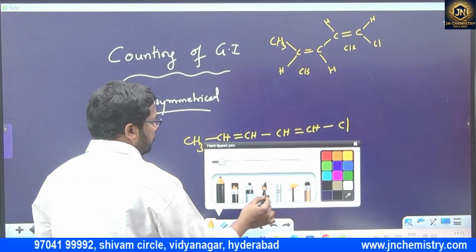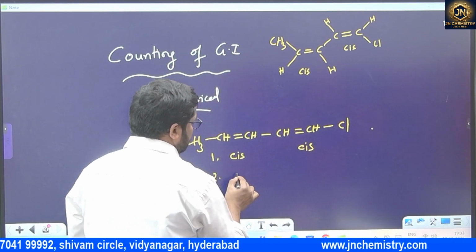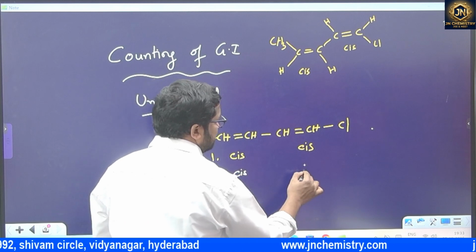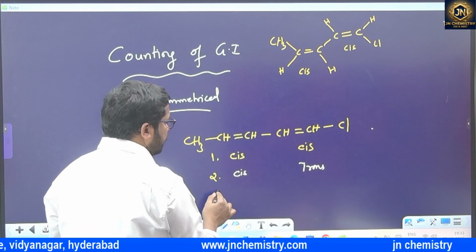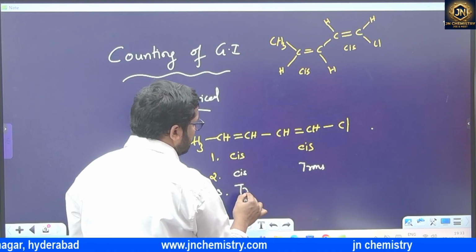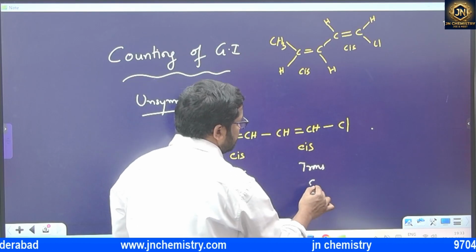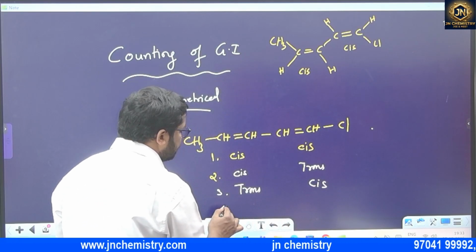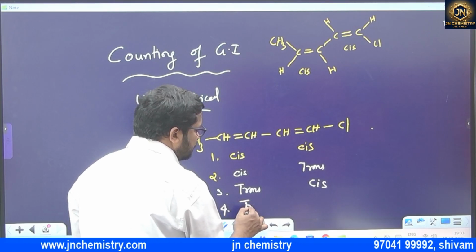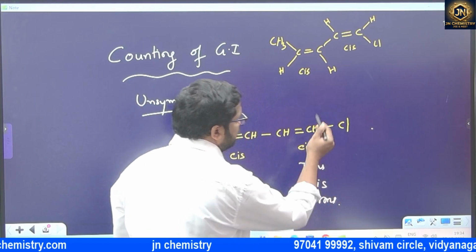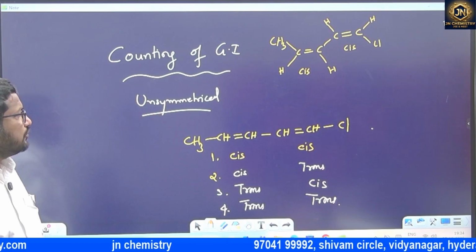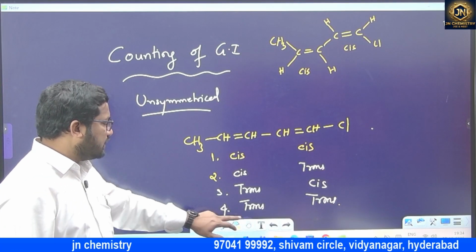What can we write for the second one? This is cis. This is trans. You can write the opposite. Third case, this is trans, this is cis. The fourth one possible is trans, trans. The 4 structures are possible. You can write the 4 structures. Okay, counting the geometrical isomers.